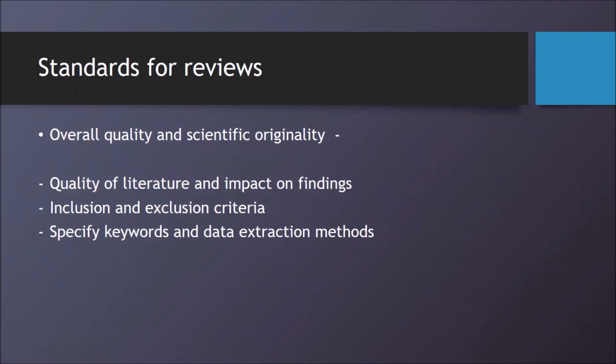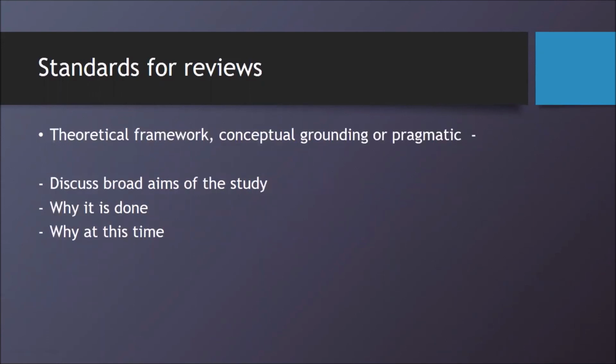They should be original in quality, and impact on the findings should depend on the inclusion and exclusion criteria. Now, there are keyword specific reviews, and there are data extraction methods which need to be provided when you are reporting systematic reviews. Similarly, they should have a theoretical framework, that is conceptual grounding or pragmatic framework, and it should list broad aims of the study, why it is done, and why at this time.